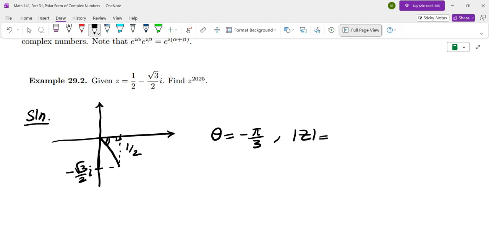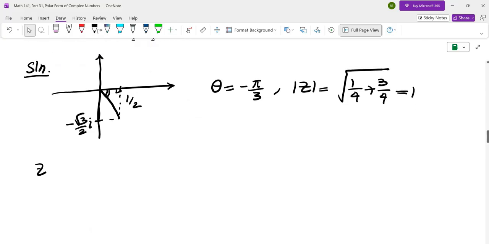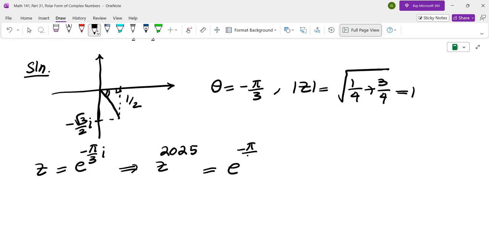Let's find the distance of this complex number to the origin. That's the square root of 1/4 plus 3/4, which is 1. So we can write z as e to the power of negative pi over 3 i. Now the question is asking us to find z to the power of 2025. So we can write this as e to the power of negative pi over 3 times 2025 i.